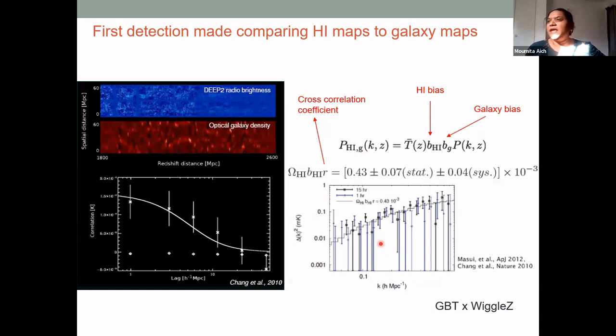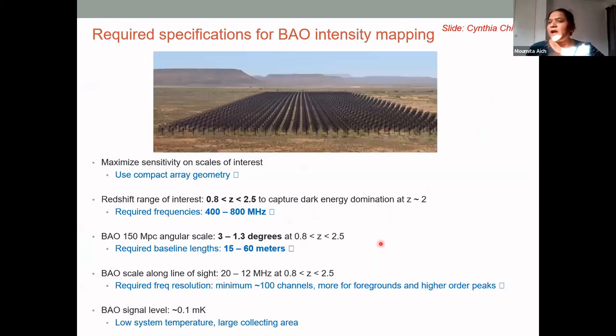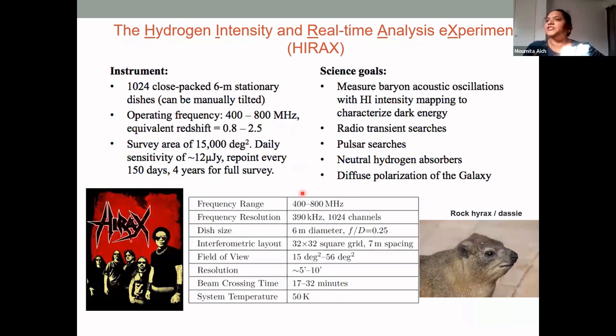Right. Okay. So this is where HIRAX comes in. HIRAX is going to try to measure BAOs using intensity mapping within the frequency range of 400 to 800 megahertz. That corresponds to redshift 0.8 to 2.5, which is where dark energy dominates. So we're trying to capture the dark energy parameters also. And I think in the next slide, I have all the channels.